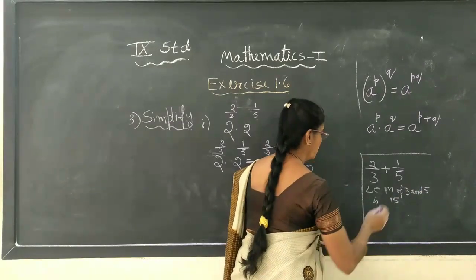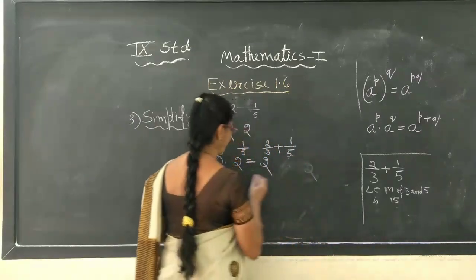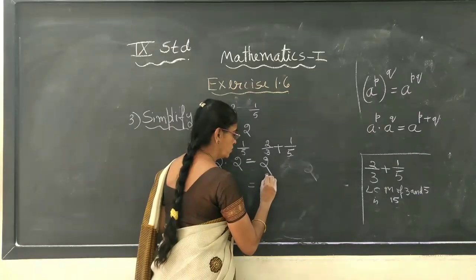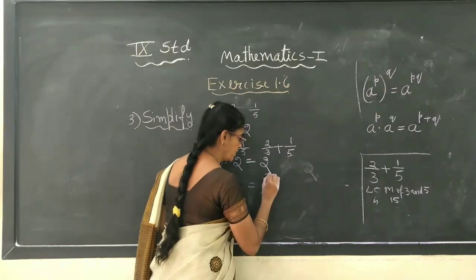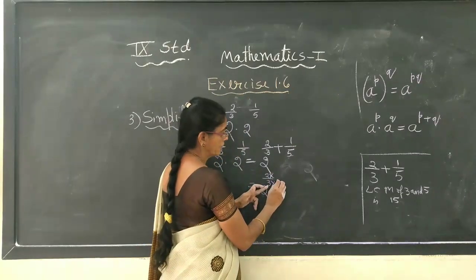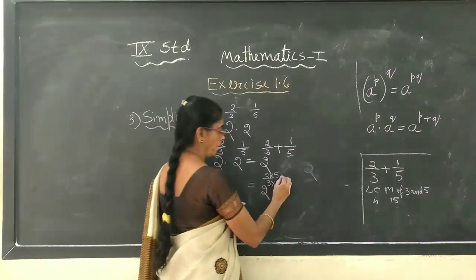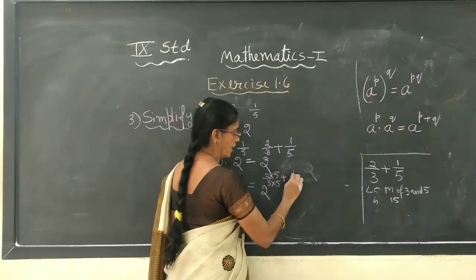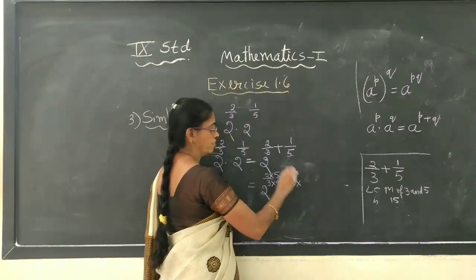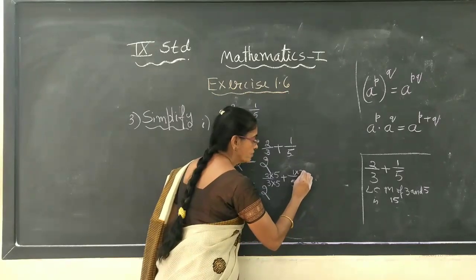So what we have to do? This changes into, I will write it here only, 2 to the power of 2 by 3. Now you have to change the denominator into 15. Which number do you have to multiply? 3 5s are 15, so the numerator is also multiplied by 5. Plus this 5, which number do you have to multiply so that 5 becomes 15? It is 3, right?